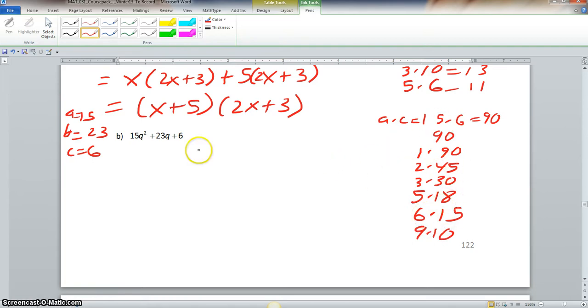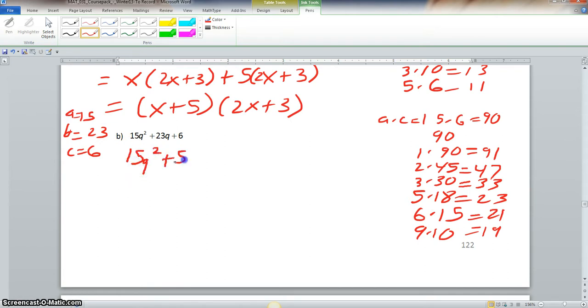Now, what we would do here, since all of them are positive, we add them up. This is 91, 47, 33, 23, 21, and 19. So we know we will use the one that's 23 because that's what our B is equal to, which is 5 and 18. So we have 15q squared plus 5q plus 18q plus 6. We group the first two values together. We can factor out a 5q, and we'll be left with 3q plus 1.